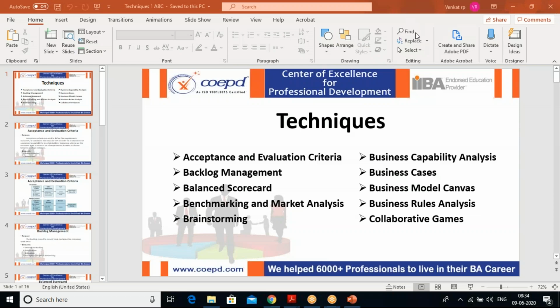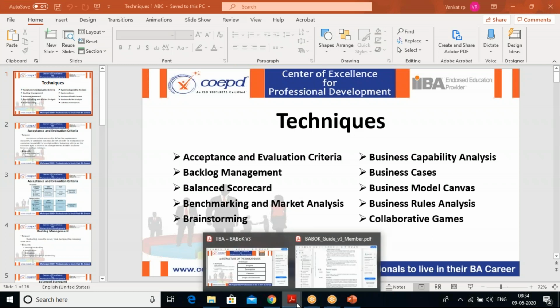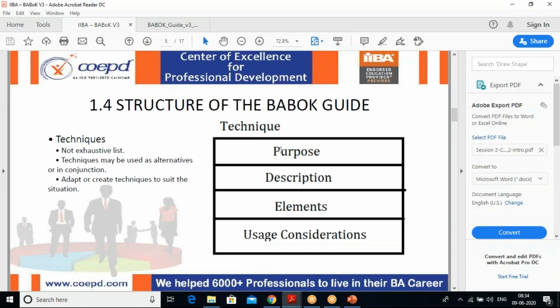Okay. Yesterday we have been discussing various underlying competencies. We have gone through it, and now we will discuss the techniques. Technique here has four parts. Let me recall that shape for you. A technique has a purpose, a description, elements, and usage considerations.